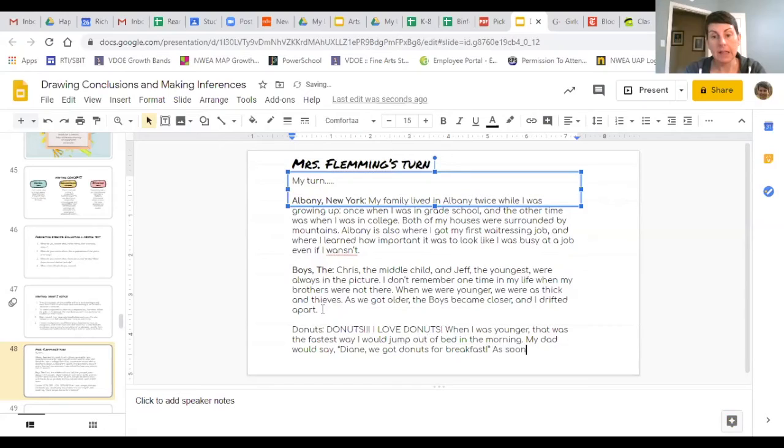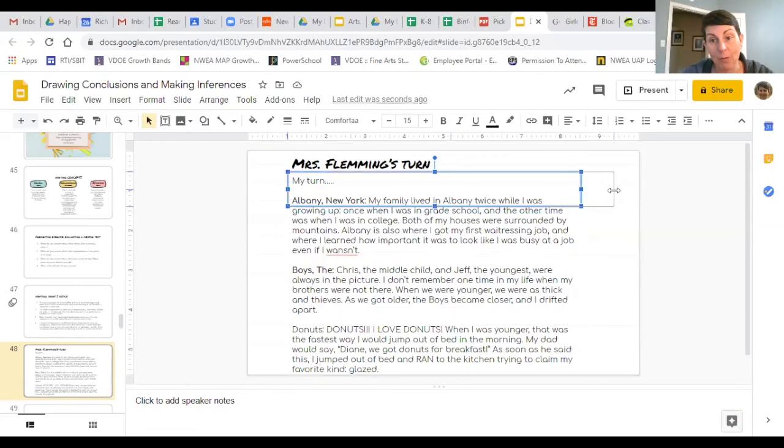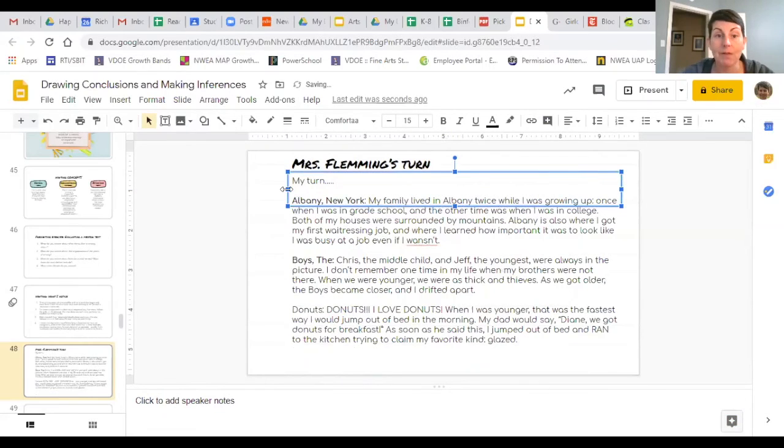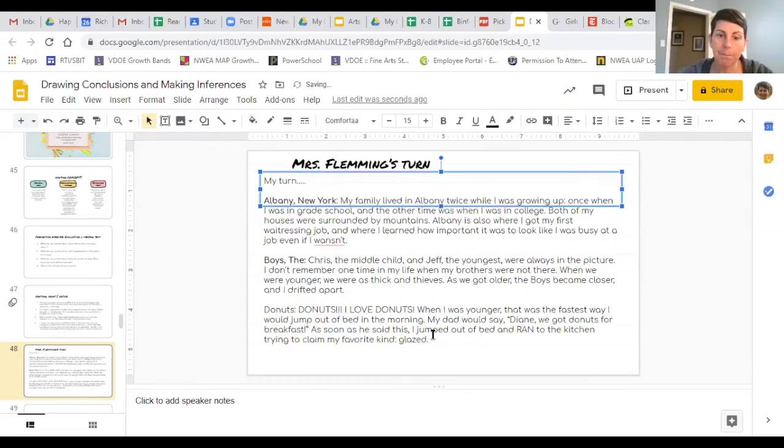As soon as he said this, I jumped, and I really did jump out of bed and ran to the kitchen, trying to claim my favorite kind, glazed. Now, I will say that now that I'm older, I appreciate donuts so much more than what I did when I was younger, and I have come to find many other donut styles that I love. Here's what I would like you to notice.